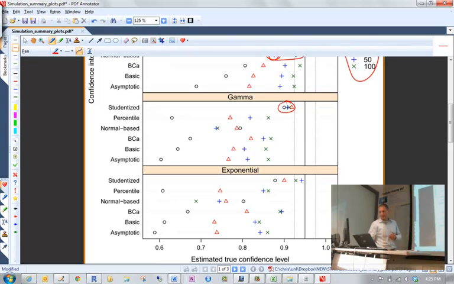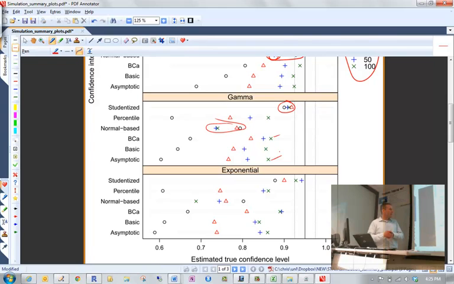Studentized, not quite there, but still better than the rest, at least in terms of true confidence level. Look at normal base, it's getting worse to some respect as sample size is increasing. BCA of the other bootstrap intervals tends to do better. Asymptotic, still kind of lagging behind a little bit.